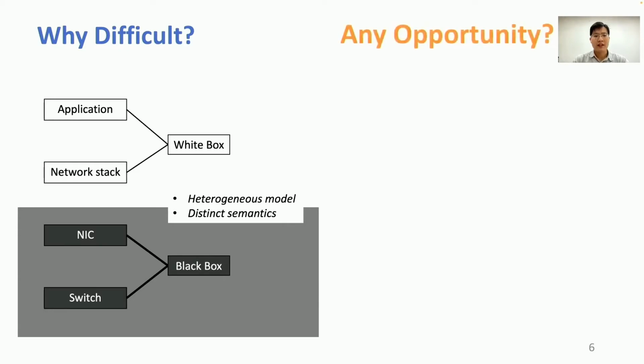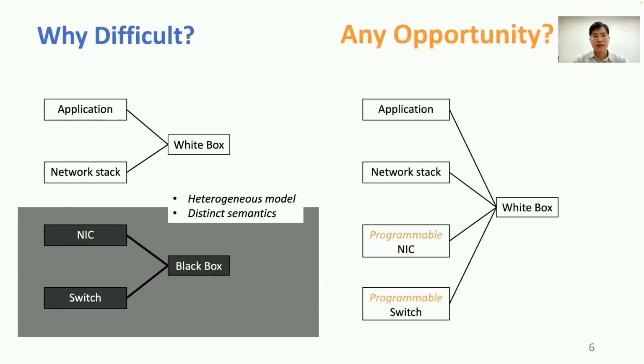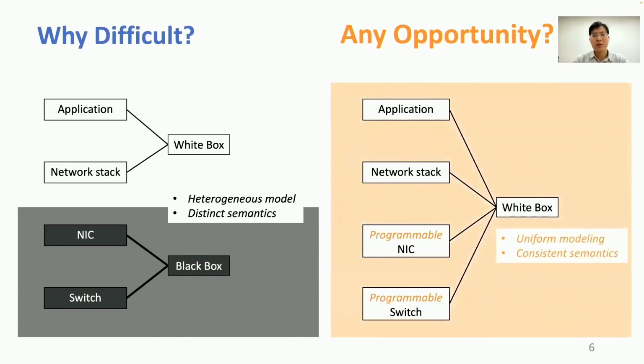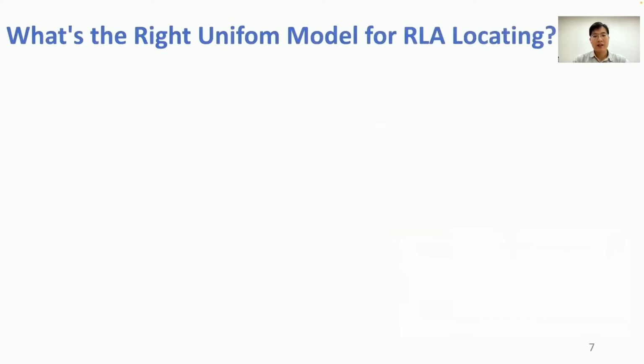So, is there any opportunity for us? Our answer is that with modern programmable NIC and switch being deployed, networks are becoming white box, making it possible to uniformly model all layers and enforce consistent semantics. The next question is, what is the right uniform model for RLA locating?